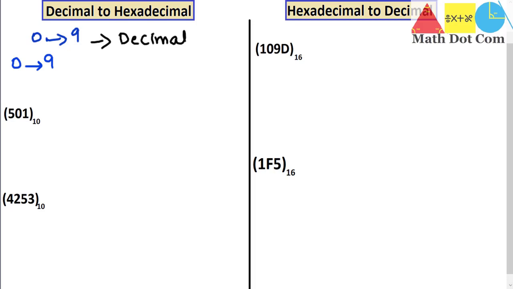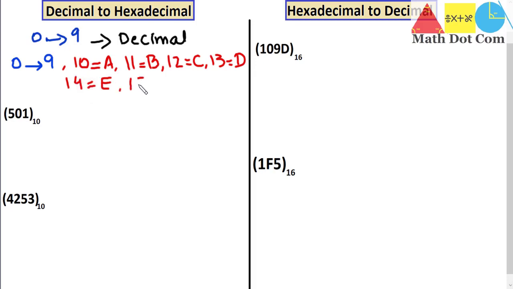How? Let's see. After 9 we have 10, that is equal to A in hexadecimal. Then we have 11, that is equal to B. Then 12 is equal to C. Then 13 is equal to D. Then 14 is equal to E. Then 15 is equal to F. So till 15 the decimal and hexadecimal are represented like this.